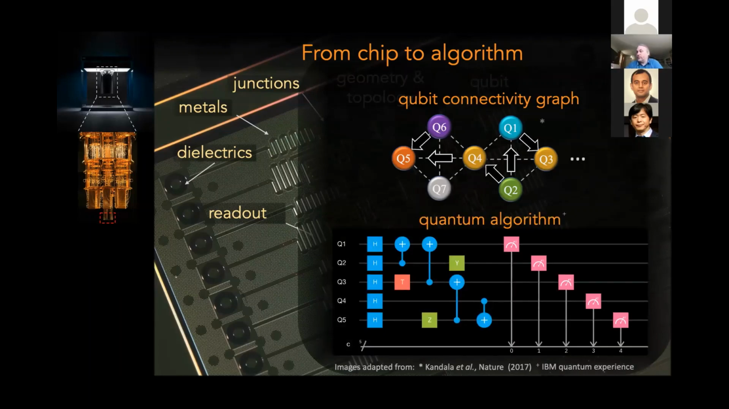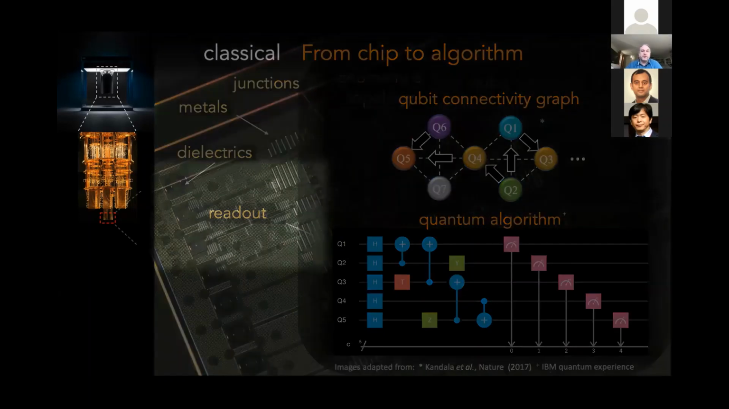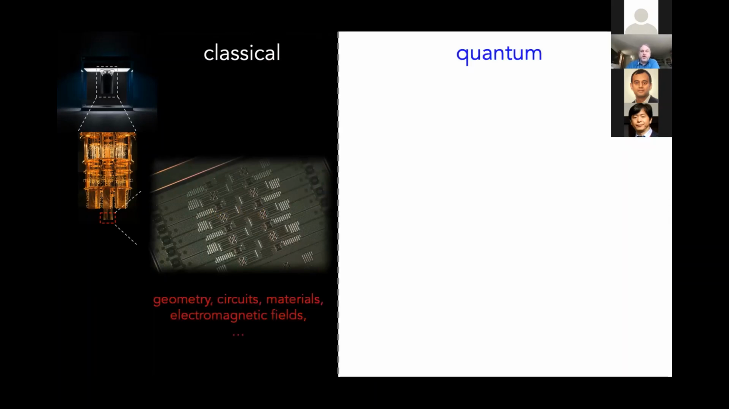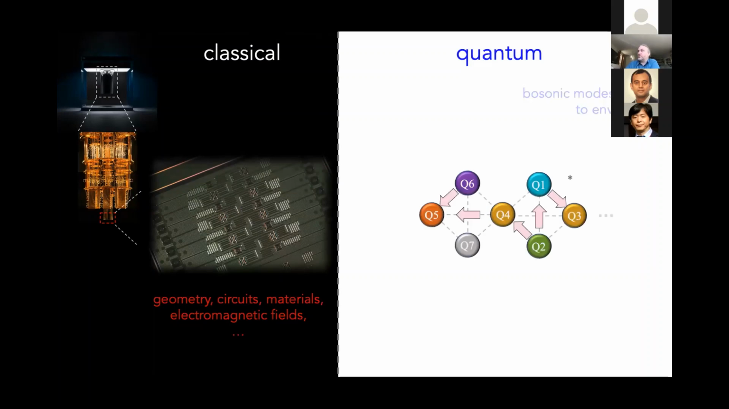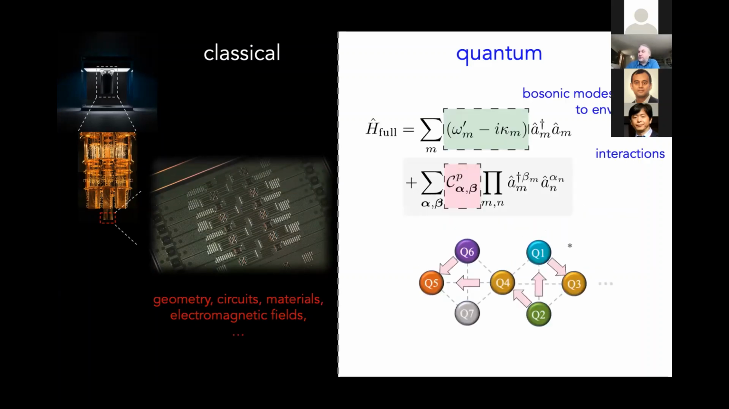And then finally, once we have that, we can adapt the quantum algorithm to this particular chip. To do that, we need a bridge between the classical description of the chip, something that we can use our current EDA tools to construct, and the quantum description of the chip in terms of what the energies of the qubits are, what the coupling matrices of the qubits are, what the coupling matrix is of the qubit to the environment.